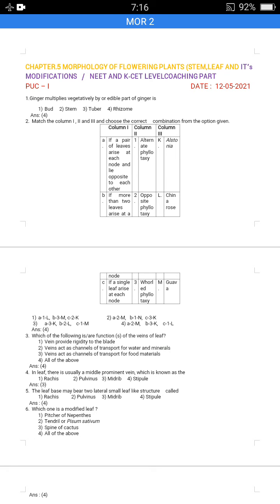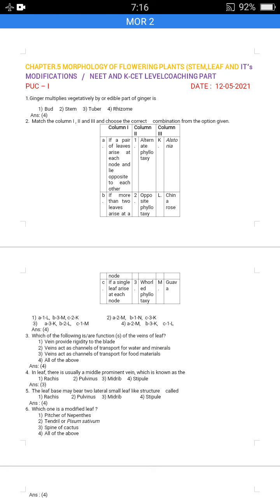Next, second question. It's a matching question, a very important way of asking. Let us see the matching. Match column 1 and column 2 and 3. Choose the correct combination from the given options. So this is in three-column tabular form. Columns 1, 2, 3 are given here regarding phyllotaxy of the leaf. So now let us discuss columns 1, 2 and 3.